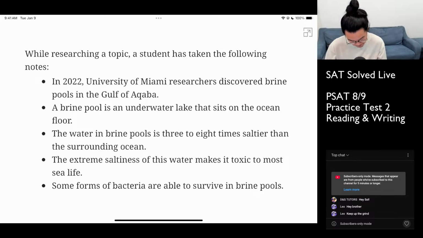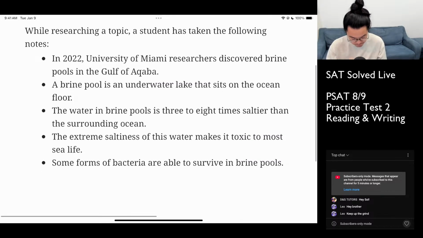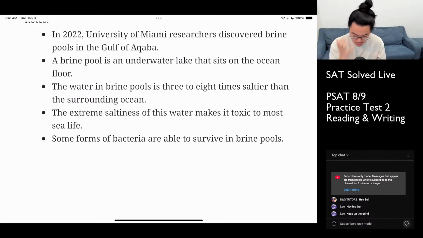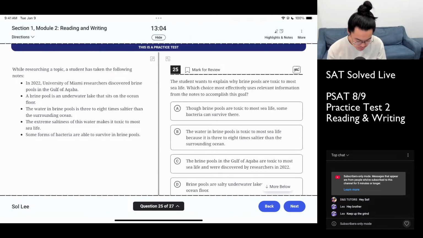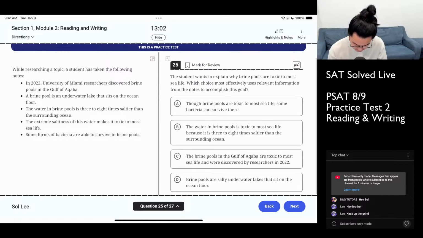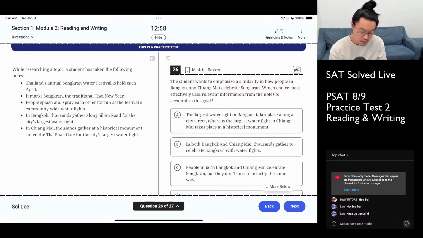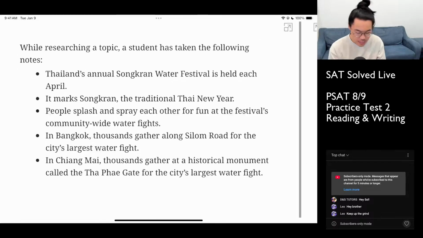Brine pools, 2002. Sits on the ocean floor. A lake on the ocean floor. Very salty. Toxic. Bacteria, however. Got it. Toxic to most because of salty. There we go. That is B. I'm not even going to double check C and D because it cannot be more correct than that.